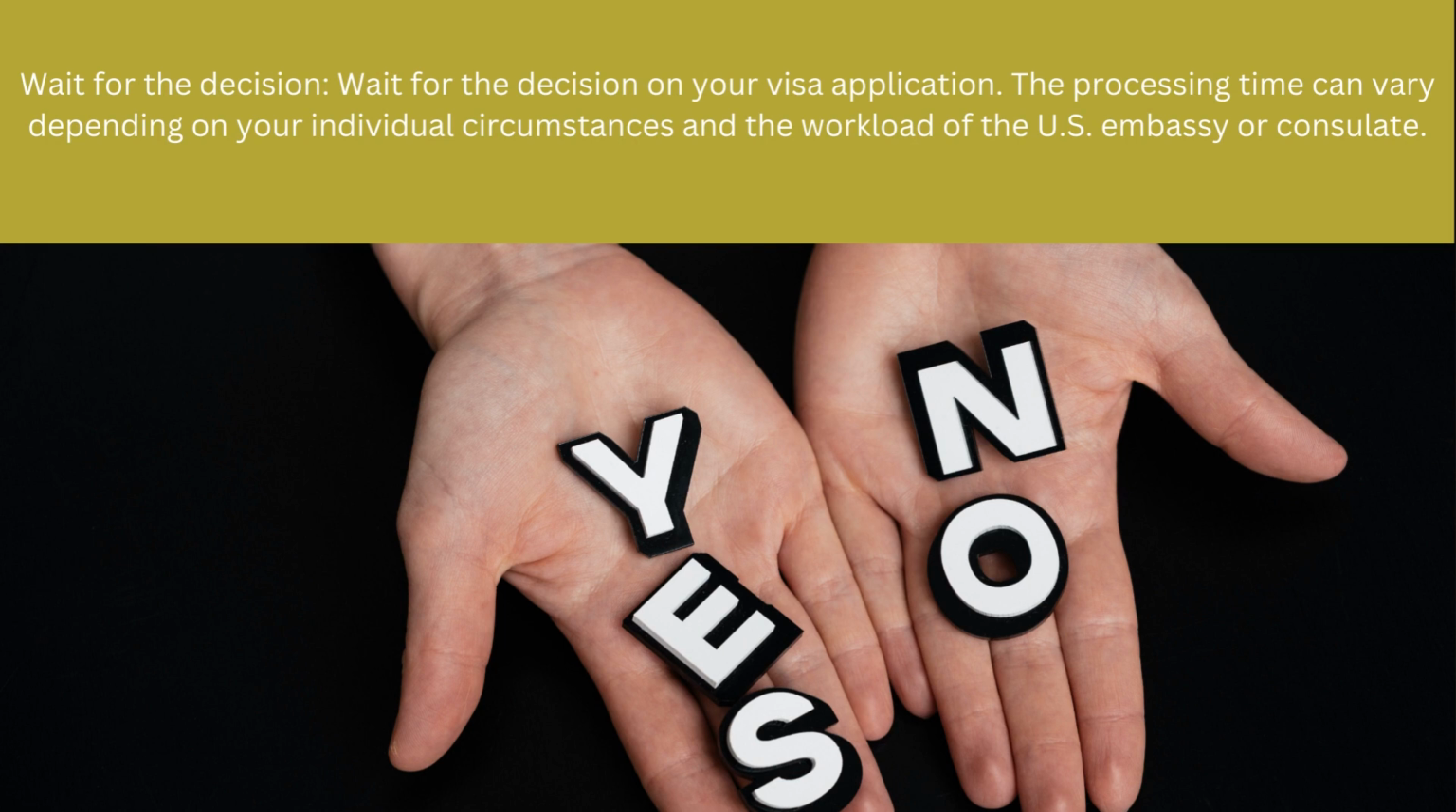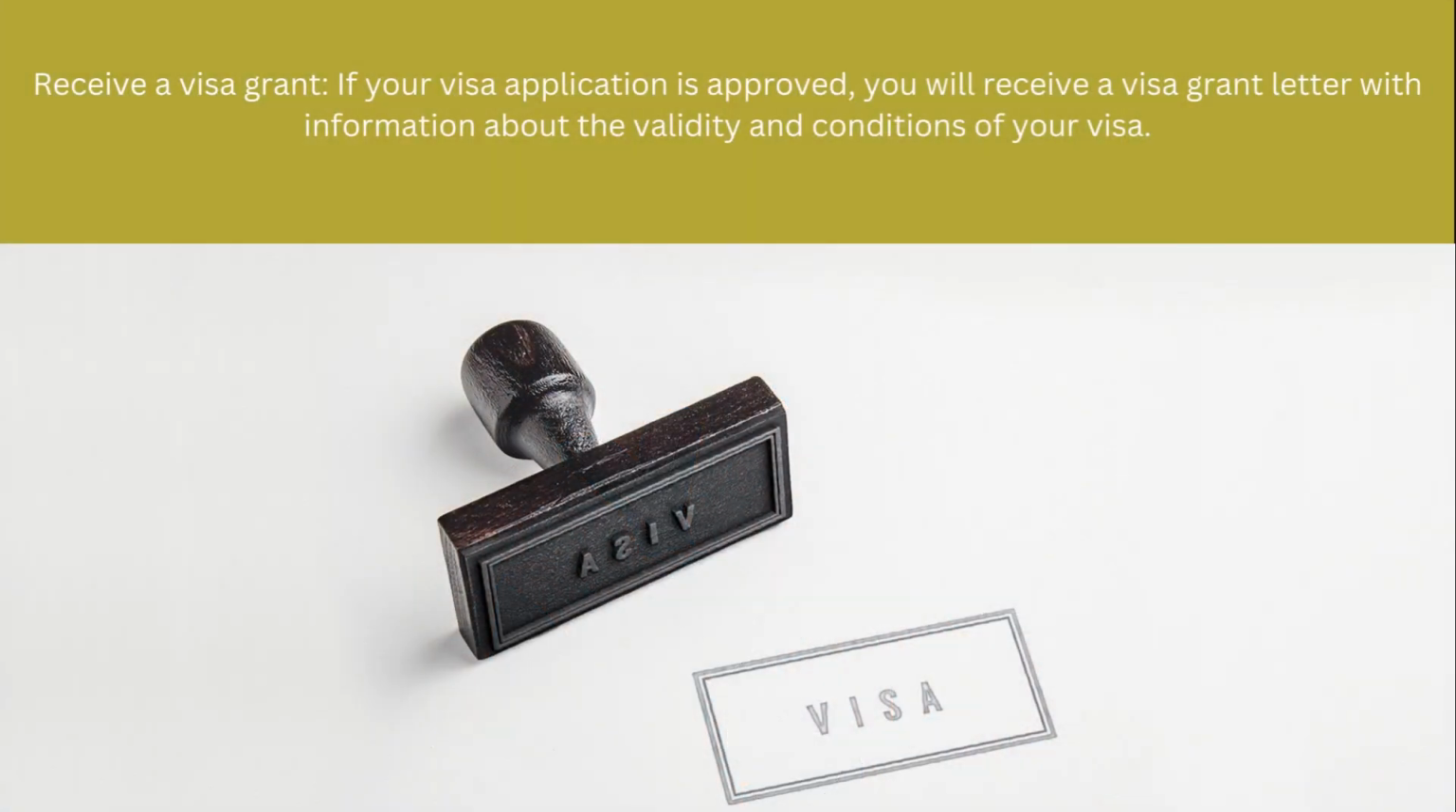Wait for decision. Wait for the decision on your visa application. The processing time can vary depending on your individual circumstances and the workload of the U.S. embassy or consulate. Receive visa grant. If your visa application is approved, you will receive a visa grant letter with information about the validity and conditions of your visa.